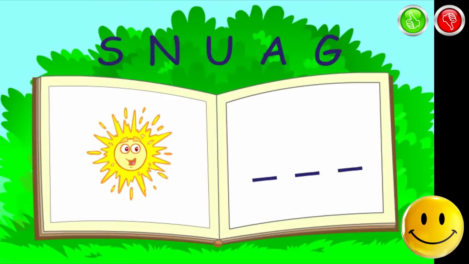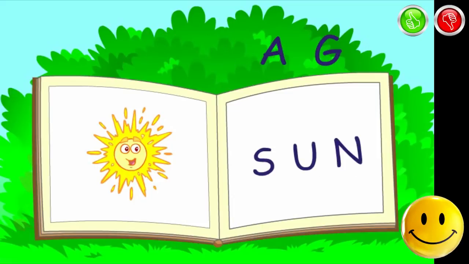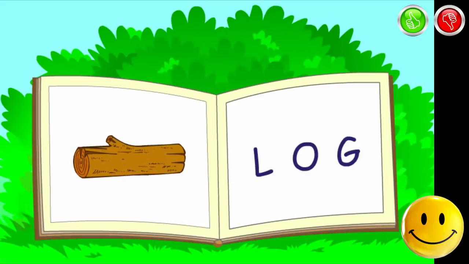Click on the letters we need to spell the word sun. S-U-N. That spells sun. Good spelling. Want to play again? Great.